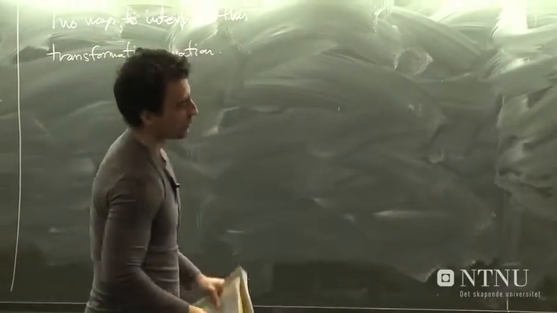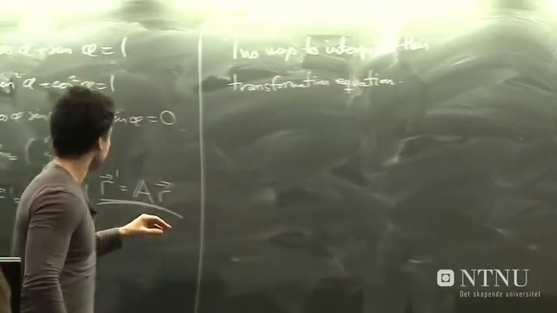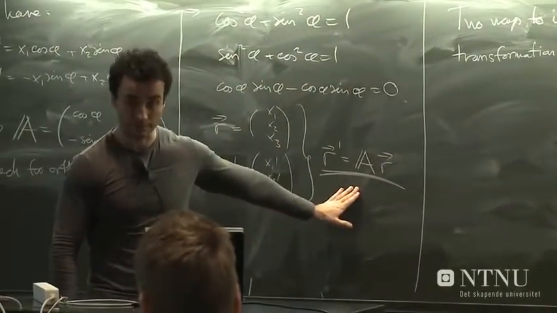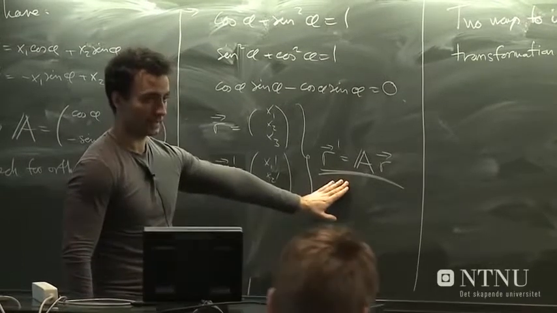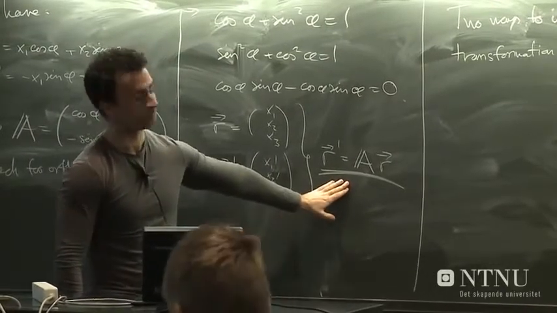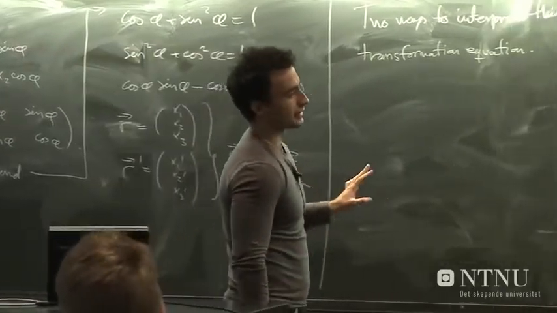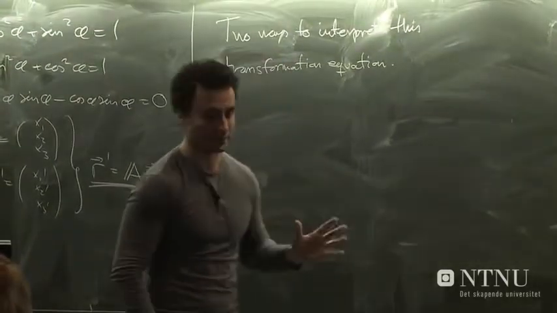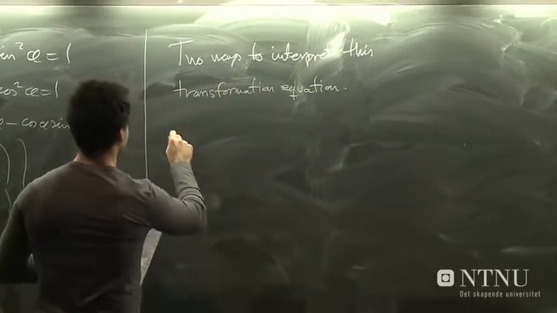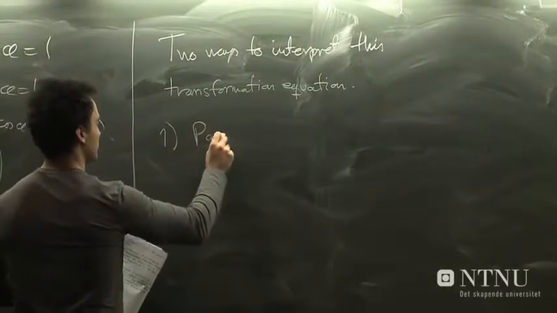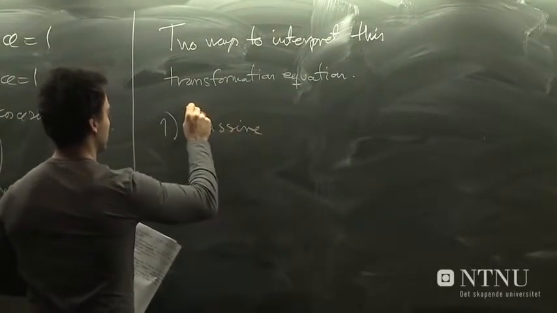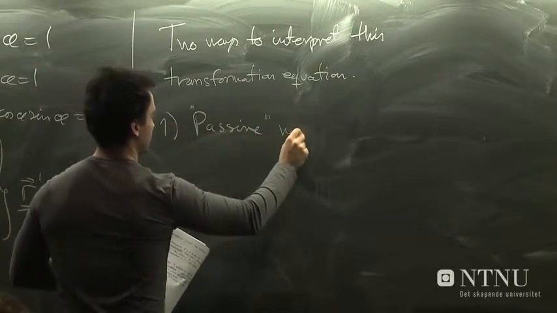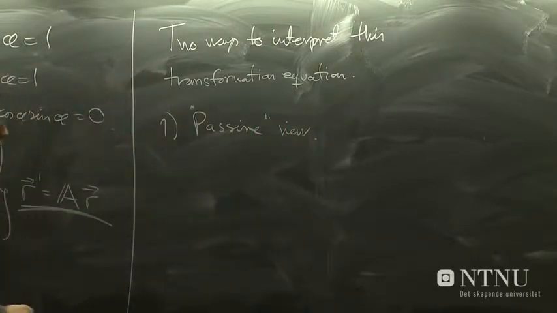As promised before the break, I said there are two ways we can view this equation. Unfortunately, there's a sign difference involved, which can be quite a headache. So let me show you. One way to consider this is the so-called passive view.